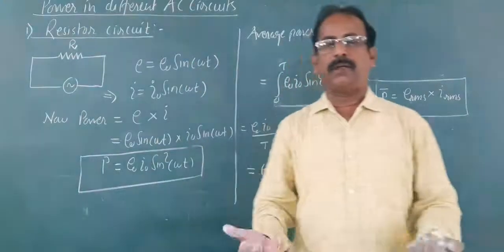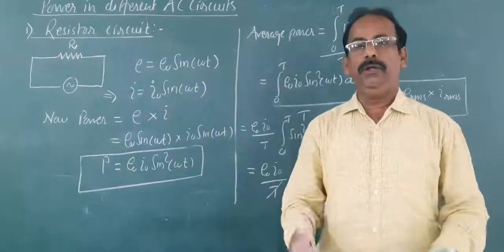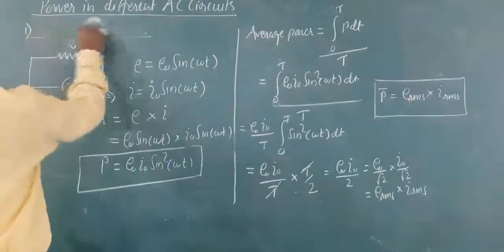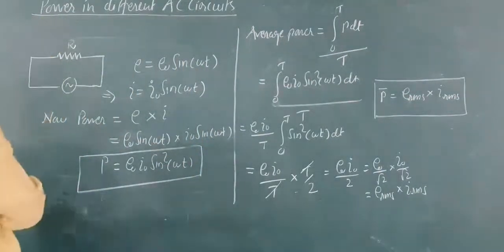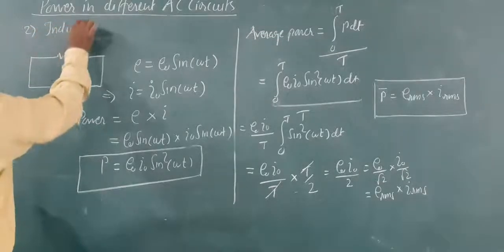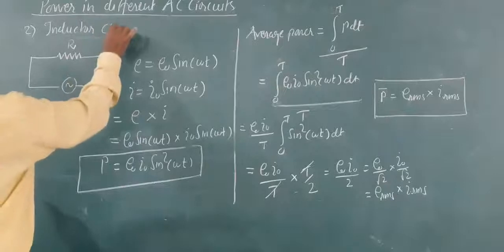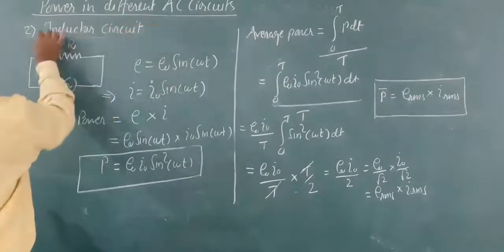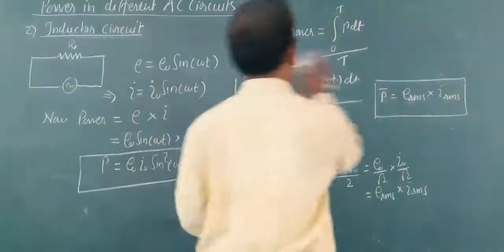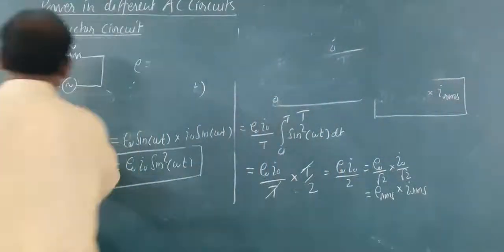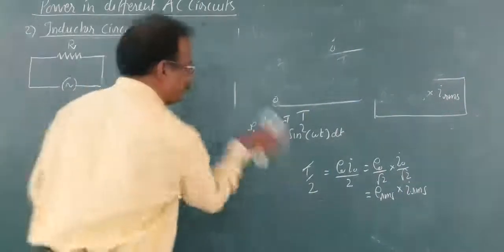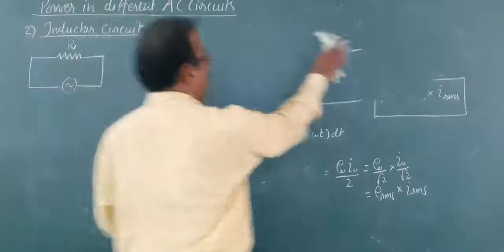Now, second circuit is inductor circuit. First we'll find expression for power in inductor circuit and then average power.